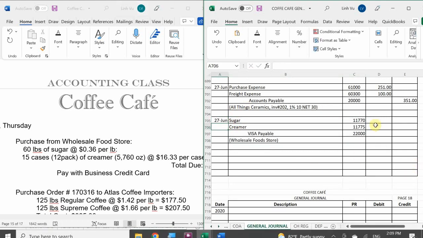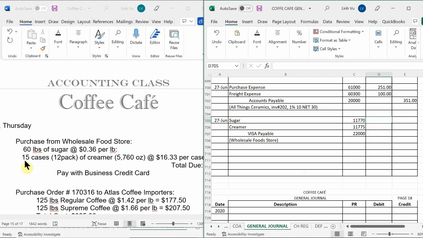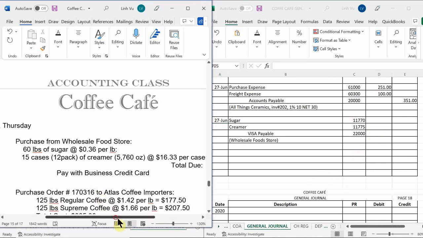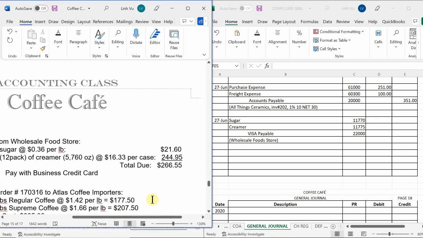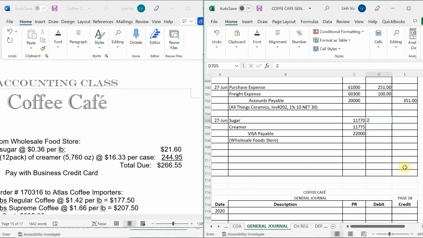Okay. So how much sugar and how much creamer? Good. 244. Right, giving me a grand total of $266.55. Okay.